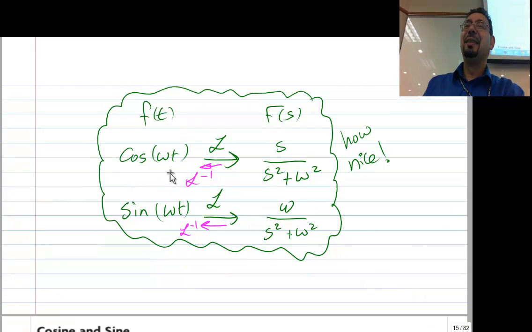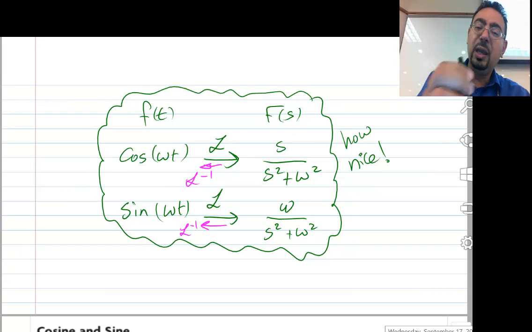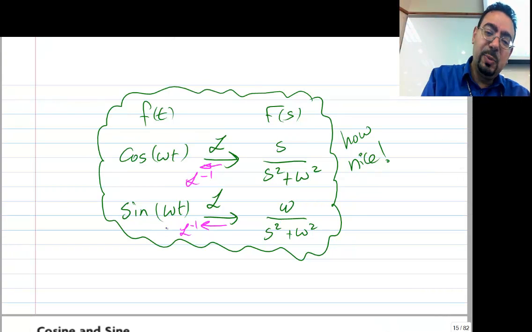Cosine omega t or at, or whatever, that's a constant, okay? So that omega is basically a constant. You don't have to worry about it.